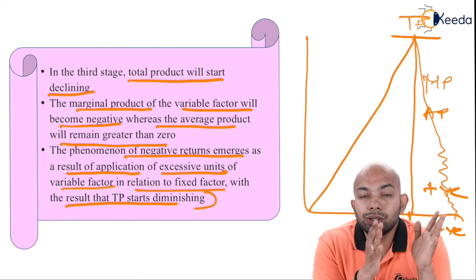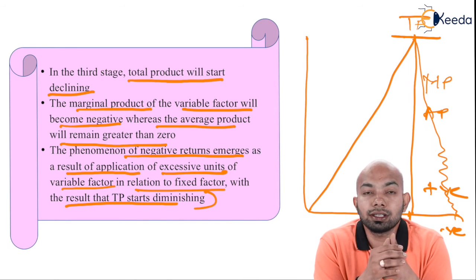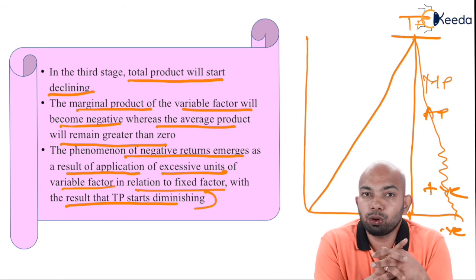So this is how you discuss the 3 stages of the law of variable proportion whenever you have to explain it to someone else. So make sure this is the same thing that is followed here.